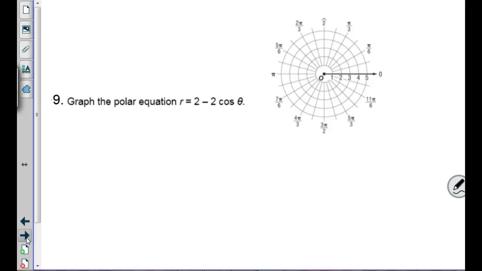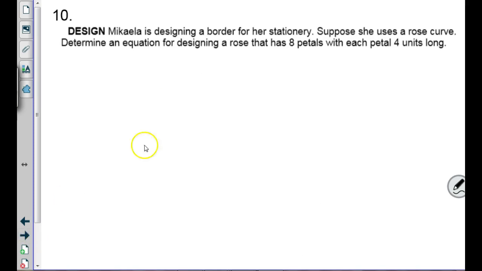Number 9 is just a graph. I'll let you do that. Number 10, can anybody figure this out? She wants petals that are 8 units long. Nope, just kidding. 8 petals. Anybody know what that would make the n value? Yes, you only need 4.